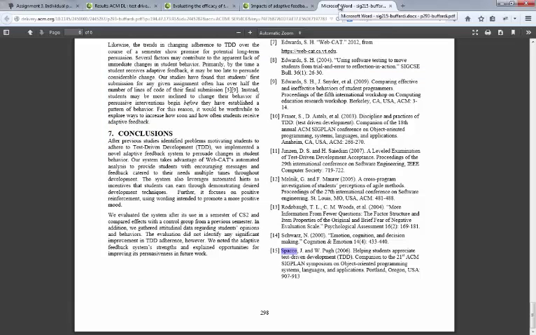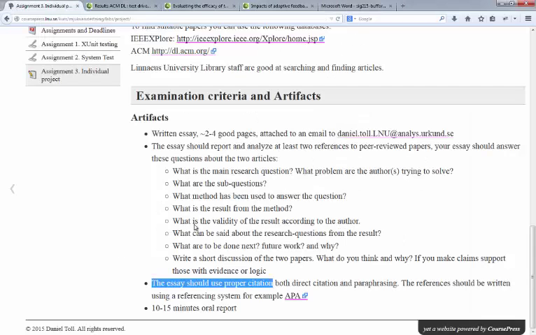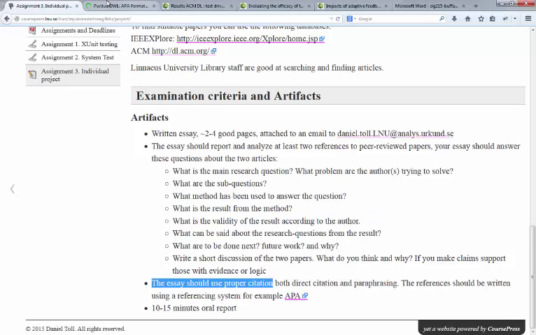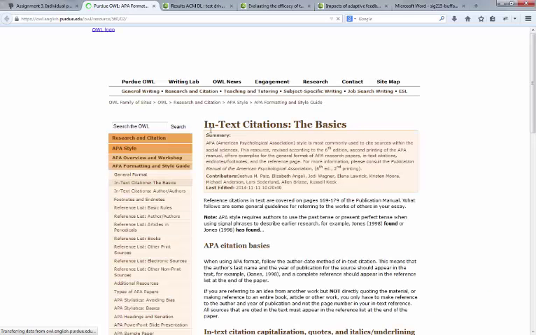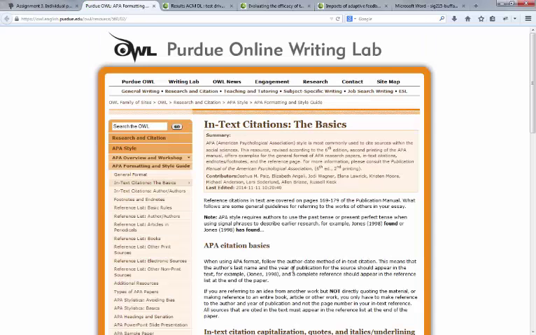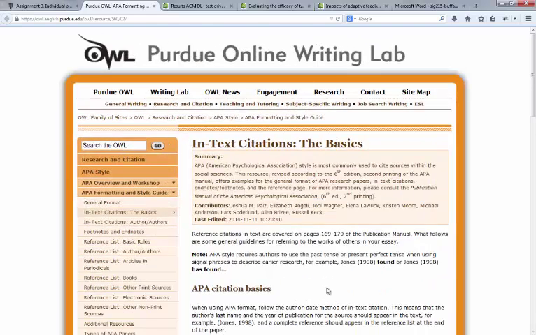But there are other ways of writing these citations. So we're going to take a look at the APA style. And this is another way of writing these. And the reason that I posted this one instead is because this OWL guide is really good at telling you about how to cite things.